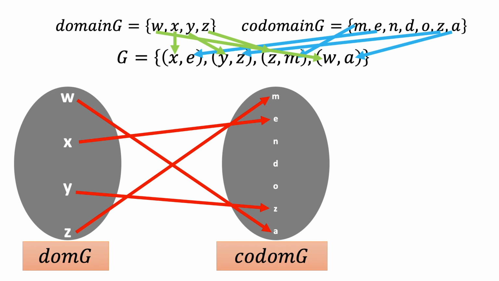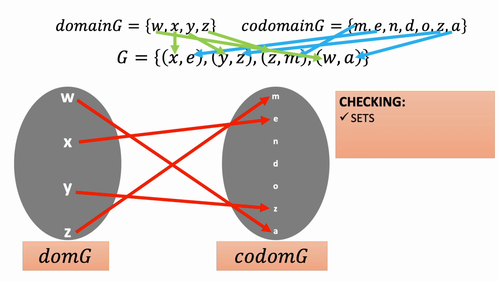Is set G a function? Let's find out. I know you will agree with me if I say that conditions 1 and 2 were met. Also, each element of domain G was mapped to one and only one element of codomain G, hence, condition 3 was met.